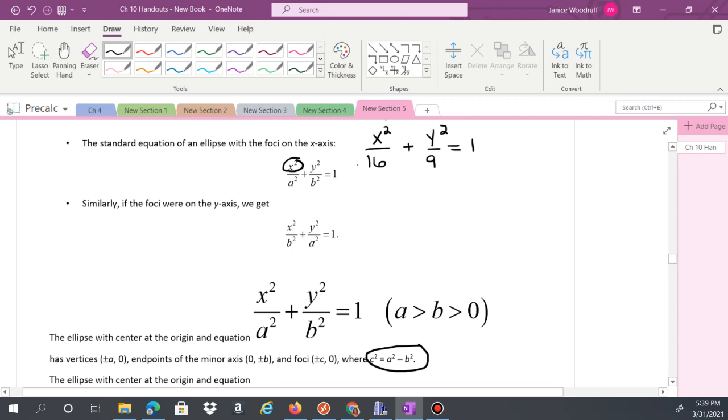Okay, so taking a look at this, notice a few things. The x comes first. The larger number is also underneath the x. So that is my a squared. This is my b squared. Okay, my center I know is at 0, 0 because I don't have an x minus h or k, so I know my center is at 0, 0.